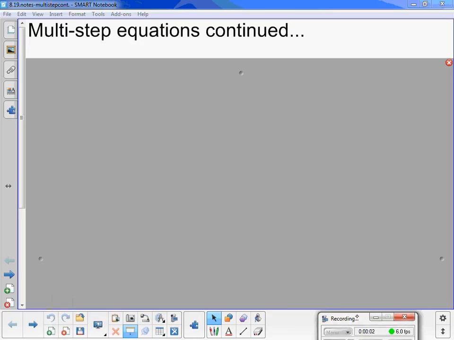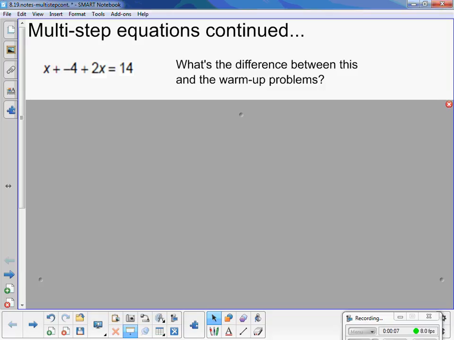All right, so we're going to continue with multi-step equations. What is the difference between this problem and the warm-up problems posed? Well, unless you have the warm-up problem in front of you, you can't really tell. But the main difference is that you have two x's on the left-hand side.